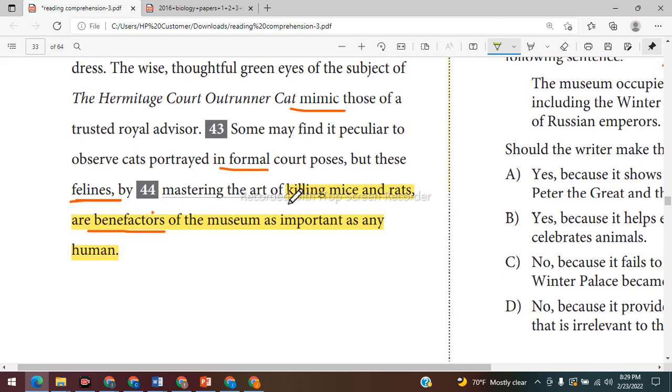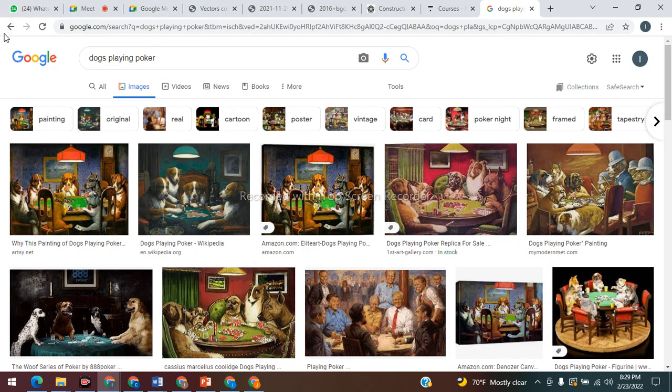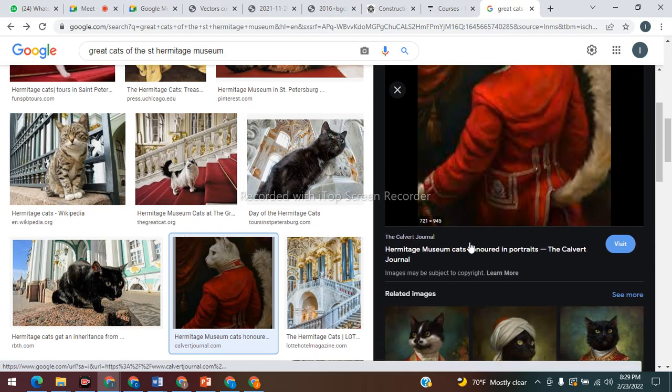Art. Kill mice. Oh, killing mice and rats. And kill rats, all right? But it's very interesting how they would depict these cats. I mean, these pictures never get old. That is nice, man. That's nice.